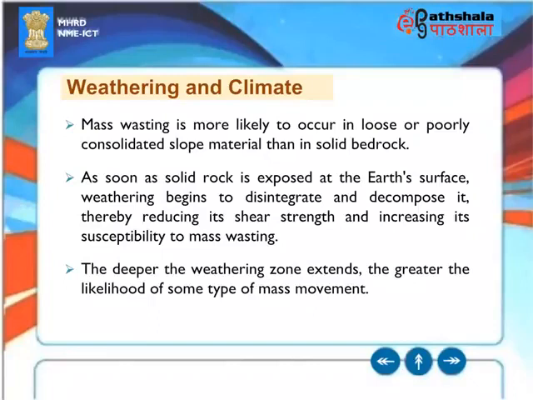Weathering and climate. Mass wasting is more likely to occur in loose or poorly consolidated slope material than in solid bedrock. As soon as solid rock is exposed at the Earth's surface, weathering begins to disintegrate and decompose it, thereby reducing its shear strength and increasing its susceptibility to mass wasting. The deeper the weathering zone extends, the greater the likelihood of some type of mass movement.